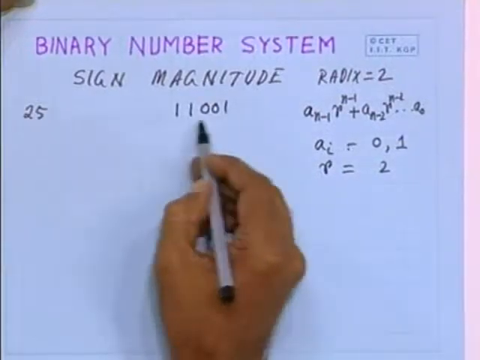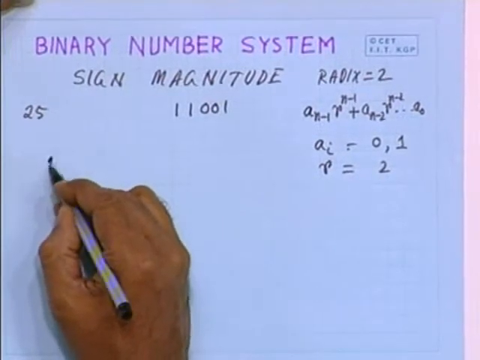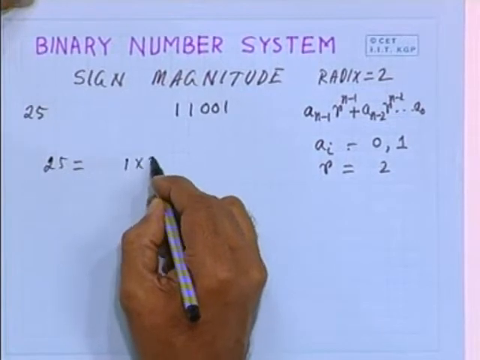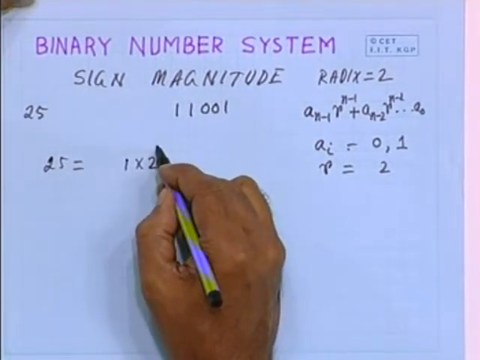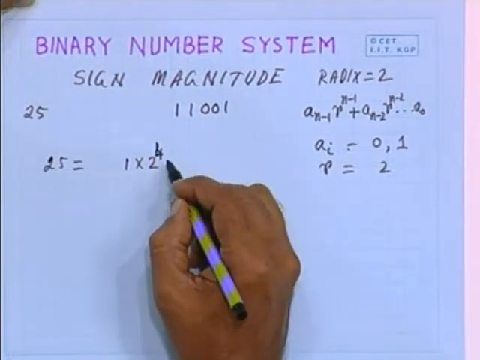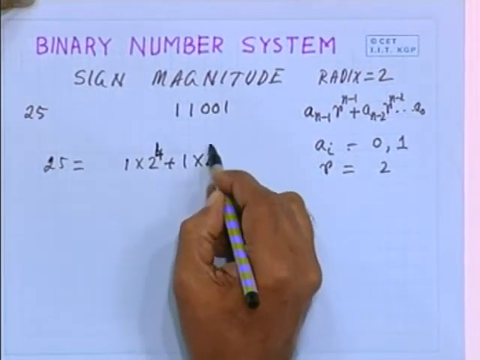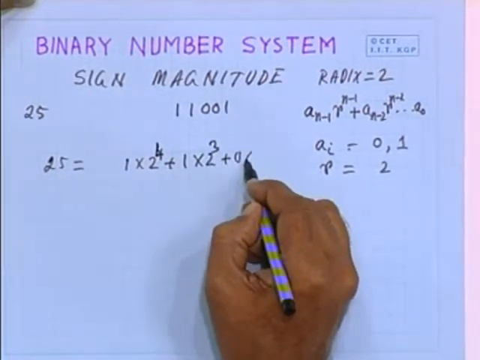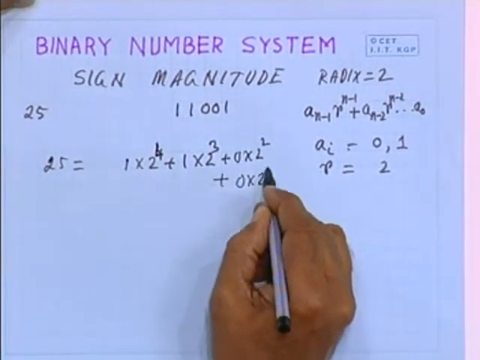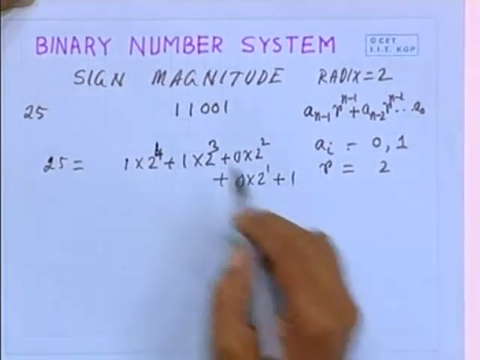Now, how do you get 25? 25 is equal to 1 into 2 to the power 4 plus 1 into 2 to the power 3 plus 0 into 2 to the power 2 plus 0 into 2 to the power 1 plus 1. That's how you got 25. Now, how do you represent sign?